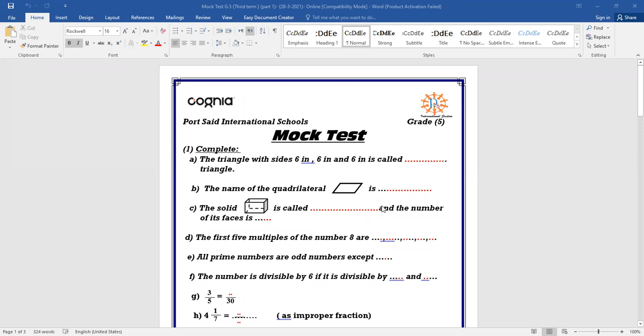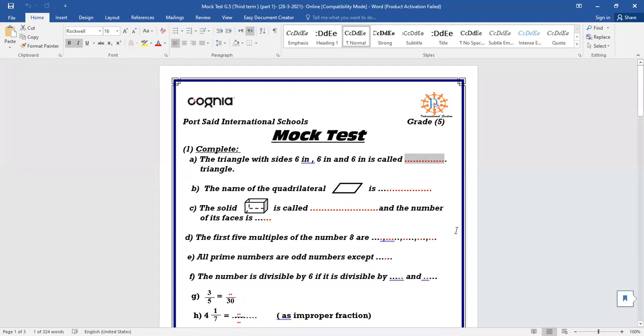Exercise number 1. Complete: the triangle that has sides 6 inches, 6 inches, and 6 inches is called. What is the name of this triangle? What is the kind of it? 6 inches, 6 inches, 6 inches. Equilateral. Yes, all its sides here are equal.